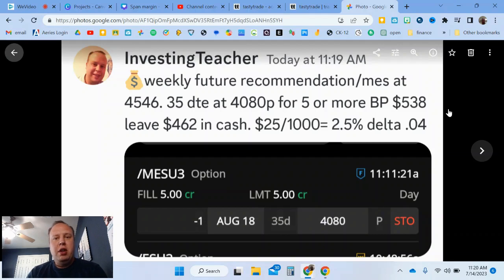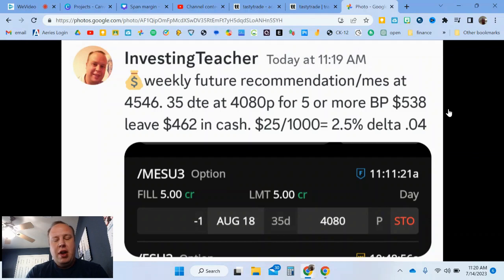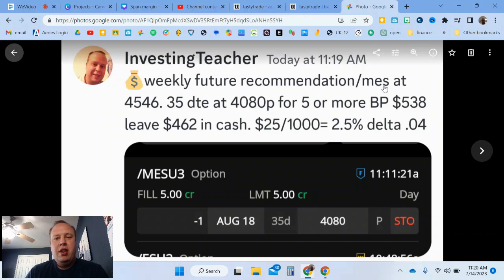Okay, so here's a sample alert that we placed. You'll see this in the main channel on the Discord. So here it says weekly future recommendation. I put where the MES contract currently is at. It's at 45.46. We're going to sell the 35 DTE, the 40.80 put for 5 in premium.